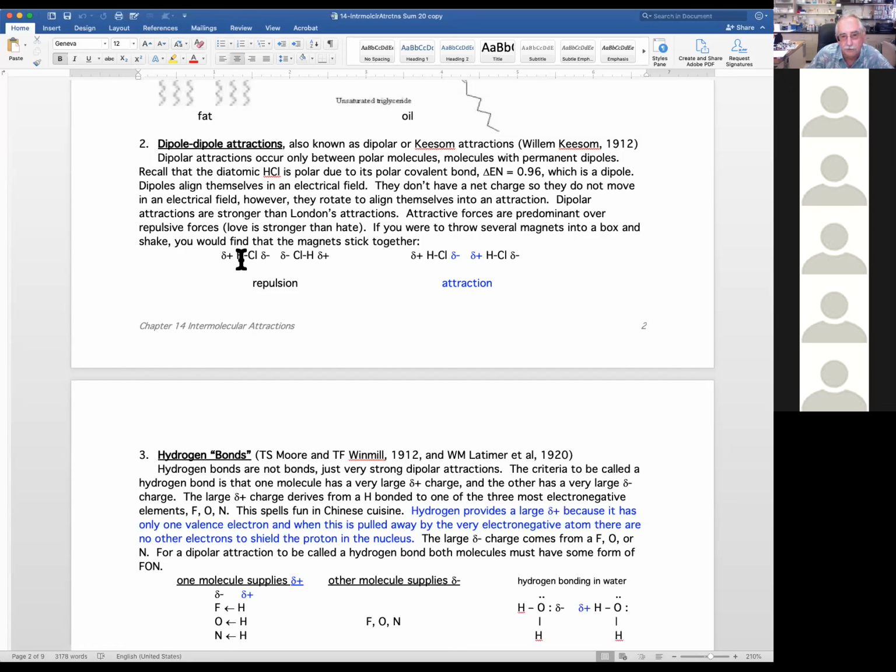So here's hydrogen chloride. The difference in electronegativity is 0.96, which makes it a polar covalent bond, so therefore you assign charges. So here would be repulsion, and here would be attraction. But we know that attractive forces are more important than repulsive forces. We talked about that yesterday. So polar molecules are attracted to other polar molecules by dipole to dipole attractions.